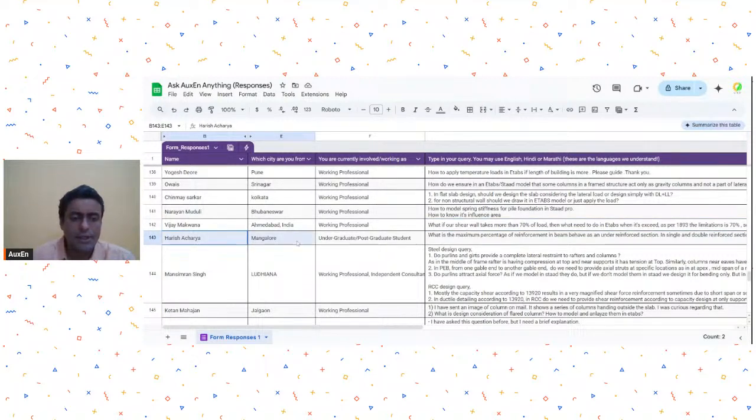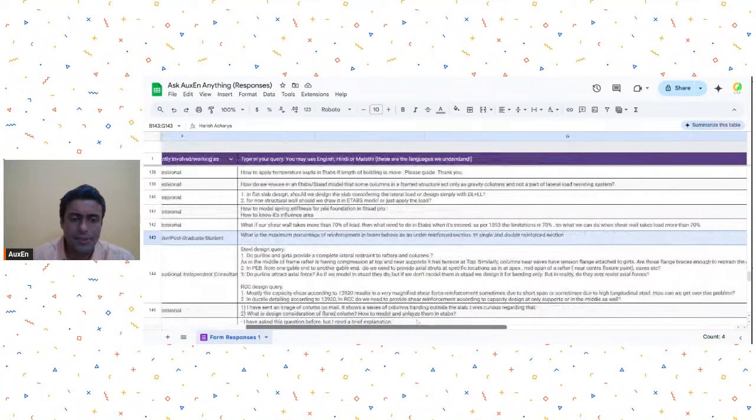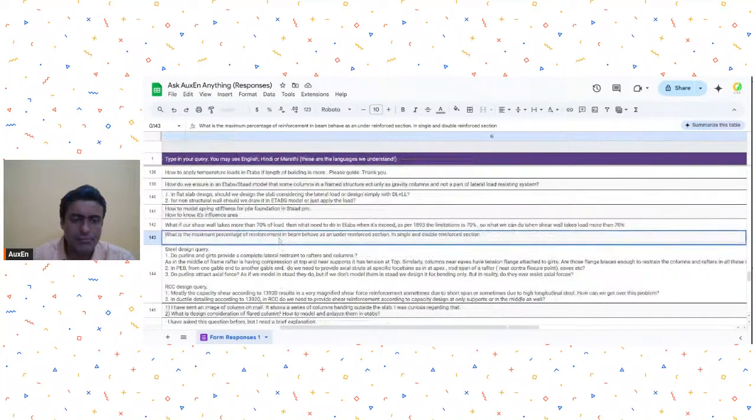Engineer Harish Acharya from Bangalore, he is saying he is an undergraduate or a postgraduate student. What is the maximum percentage of reinforcement in beam when it will behave as under reinforced section in single and double reinforced section?